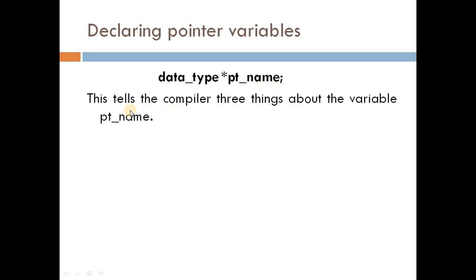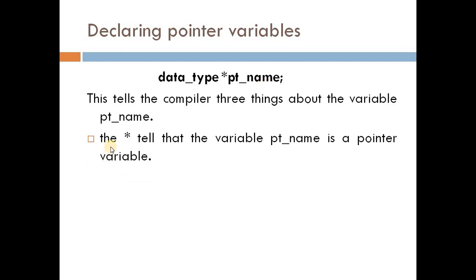This statement tells the compiler three things about the variable. Whatever variable name we use over here, for example I have used pt_name, when the compiler comes across such a statement, it will understand three things. First, the asterisk tells that the variable pt_name is a pointer variable. So the first thing the compiler understands about this variable name is that it is not a regular or simple variable, but a pointer variable.